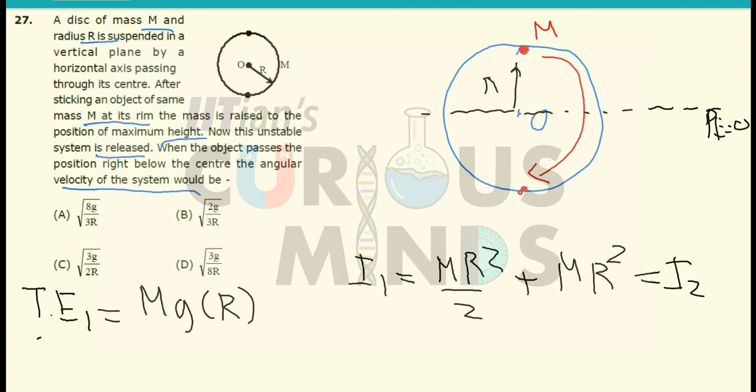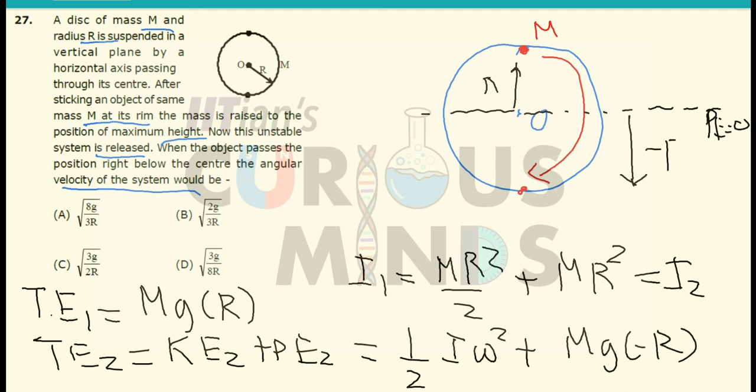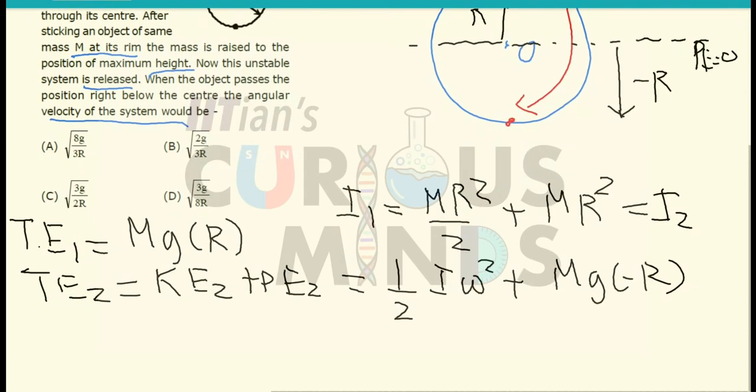At position 2, the total energy will be equal to kinetic energy plus the potential energy at point 2. The kinetic energy, let it be equal to half I omega square, plus the potential energy, which will be equal to mg into minus r. Why minus r? I am taking this as the reference line, so this height will be equal to minus r.